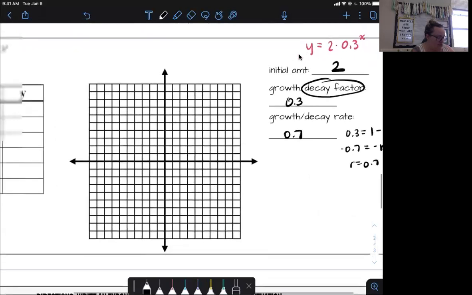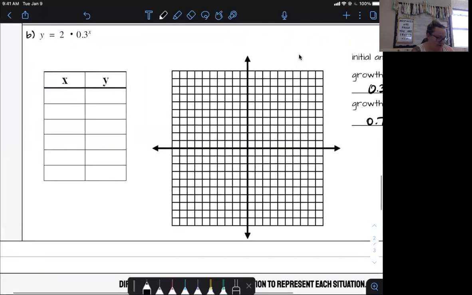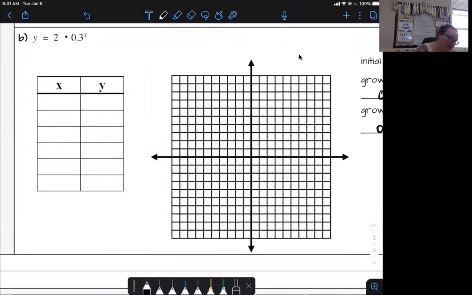Right. So now I want you to work on graphing this on your own. Again, you can go ahead and just use the same x values we used before. You know, use some negatives and then go down, use 0 and then go up to like positive 3.